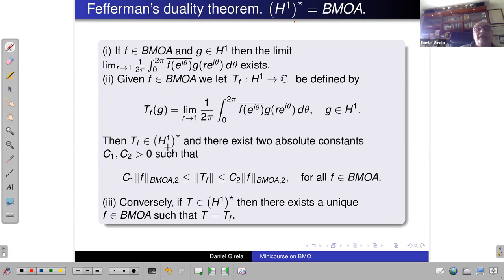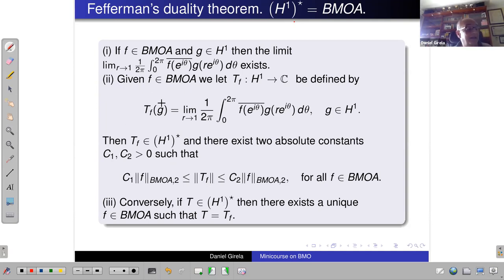And actually, the norm of T_f, we cannot say it is the same as the BMO norm of f, but we can say that there are two constants, such that the norm of T_f is bigger than C_1 times the BMO norm of f, and smaller than another constant times the BMO norm of f. And the converse is true. If we have any T in the dual of H^1, then this T is one of these.